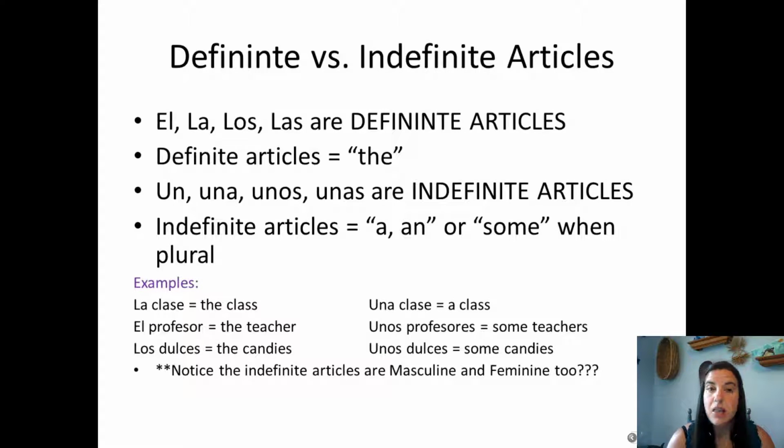So la clase, the class. Una clase, a class. If it was plural, unas clases, some classes. El profesor, the teacher. Unos profesores, some teachers. Los dulces, the candies. Unos dulces, some candies. So notice that the indefinite articles are masculine and feminine also. Uno, una, unas, and un. I didn't do those in order, but I think you get it.